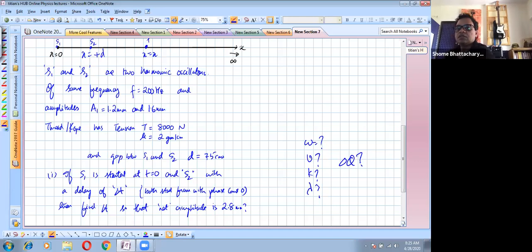So I'm getting some answers. Let me check all the values. Yes, very good. Wave speed is 200 meters per second, Manishka, that's correct. And therefore your lambda is 1 meter.